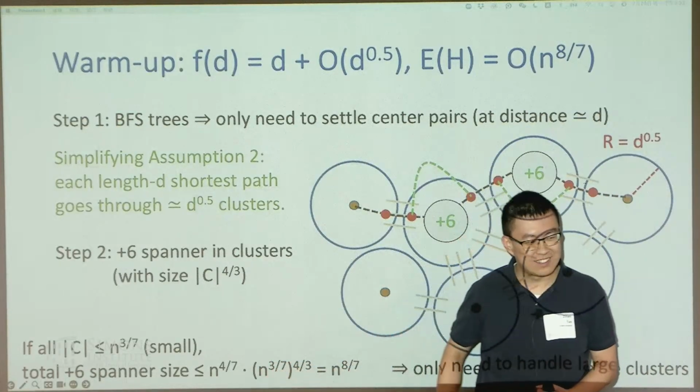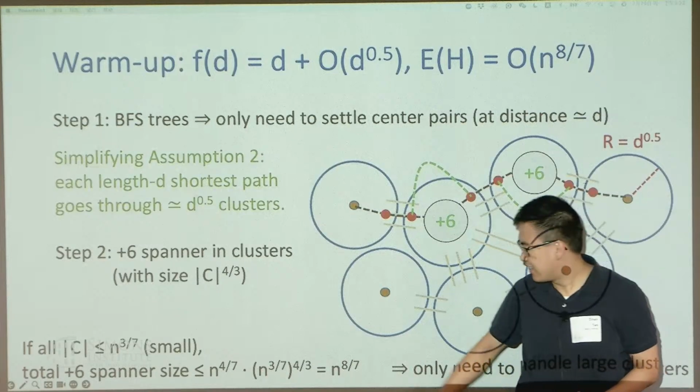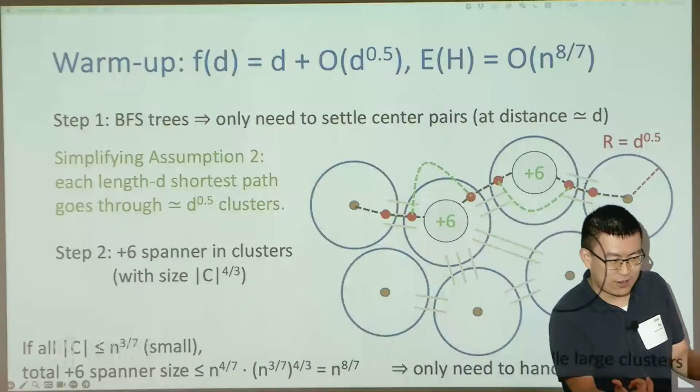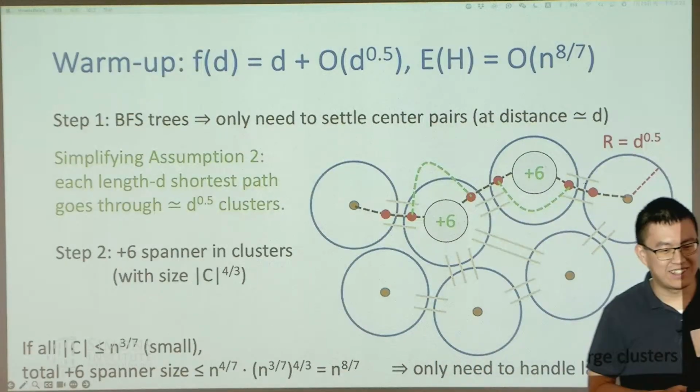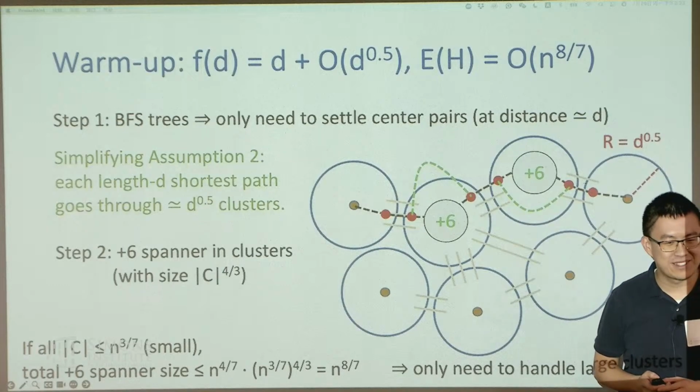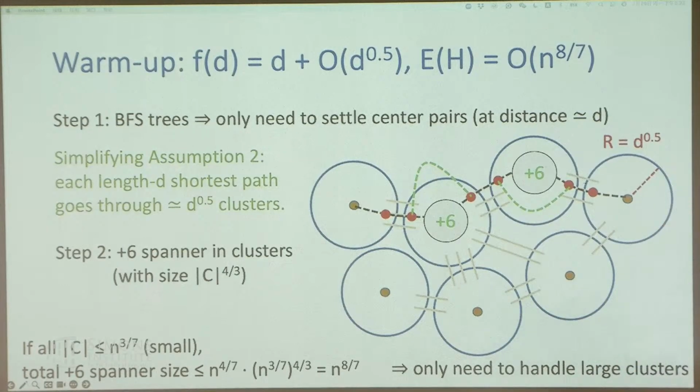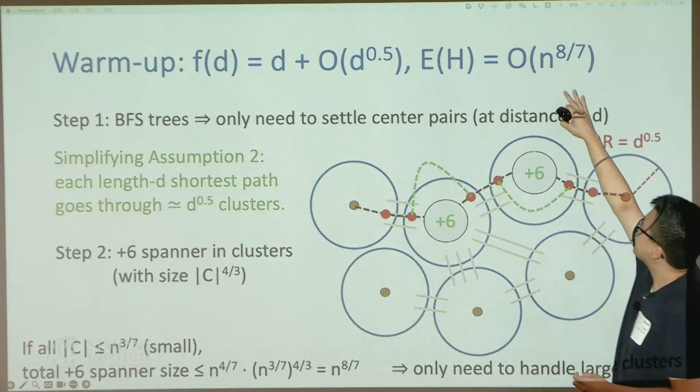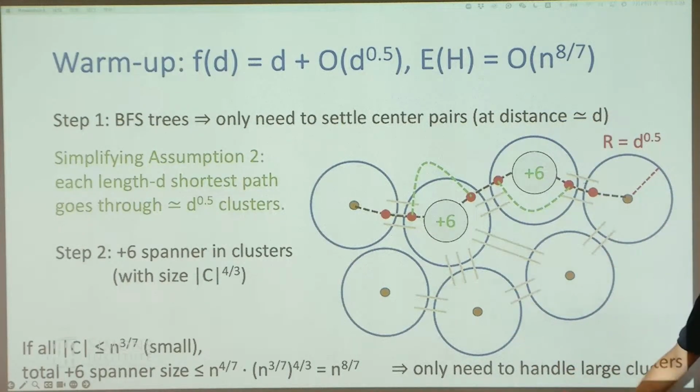But if C is smaller, how do you get n to the 4/7? So the sum of them, each pays a smaller overhead. So it only helps. I'm trying to illustrate that 8/7 is the point we break here. Yeah, we still got time. I think we welcome many questions as long as it helps.